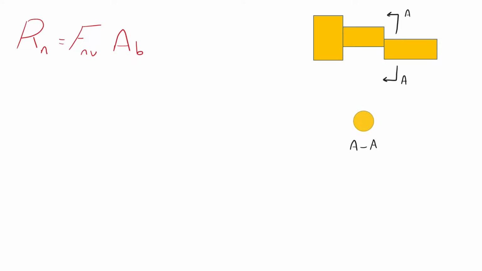The strength of a bolt in shear is calculated by the following equation, where if we look at the cross-section of the bolt, A sub B is the nominal area of the bolt in the unthreaded portion and F sub NV is the nominal shear strength of the bolt. The nominal shearing strength depends on the type of bolt material.